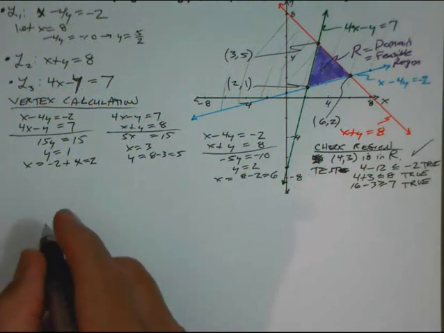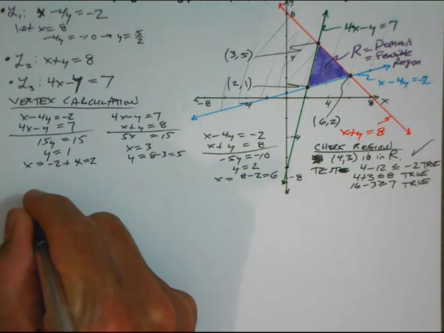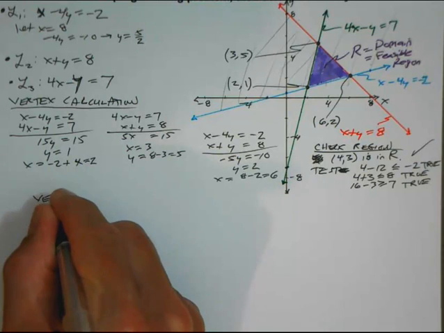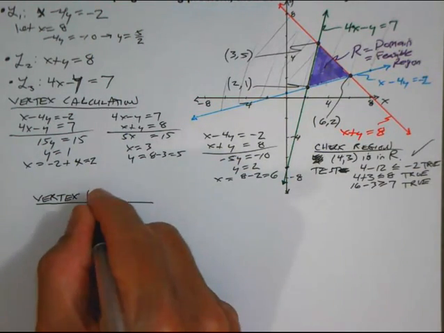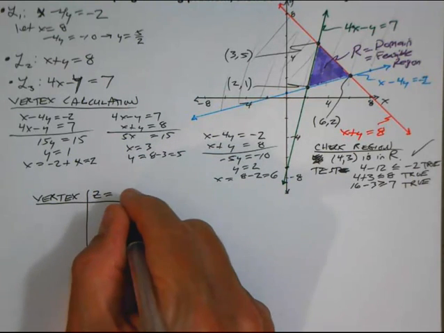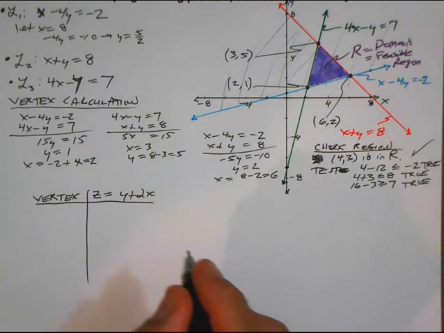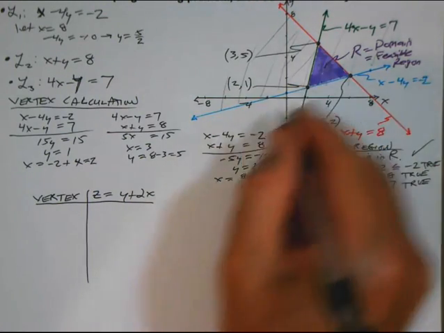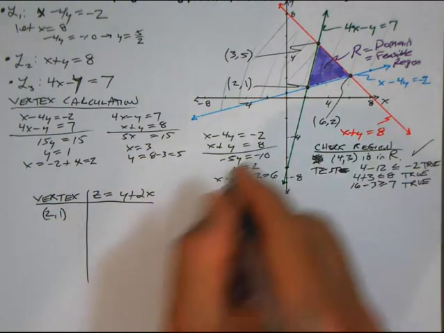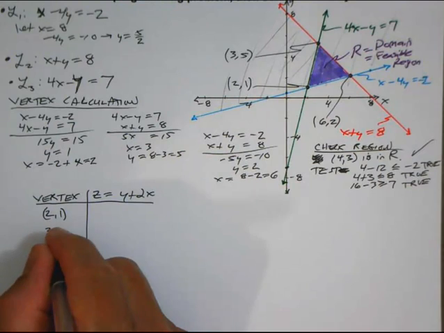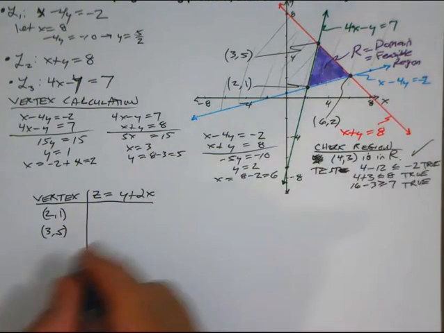Okay, looking back above there, let's get our vertices in order. So, vertex, and z equaling y plus 2x, just looking at the original formulation of the question. Alright, we got these 3 vertices. Let's see, we have 2, 1. We have 3, 5. And we have 6, 2.